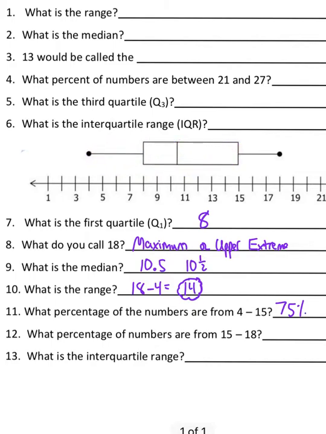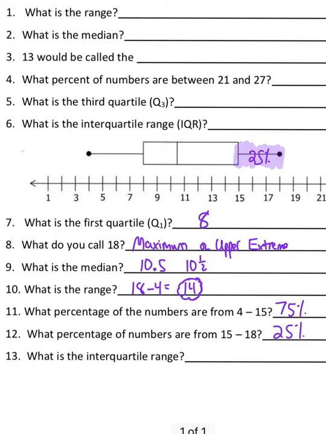Next one, let's go on to number 12. What percentage of numbers are from 15 through 18? So let me get my highlighter ready. So here is 15. Oop, that's not my highlighter. Here is 15. Here is 18. So what percentage of numbers are there? Well, that's only one section, so that's 25%. Your answer should be 25%.